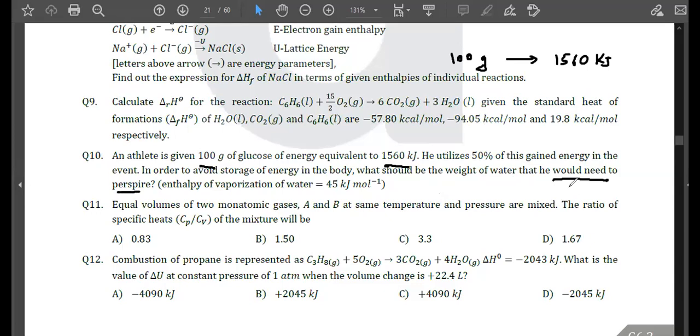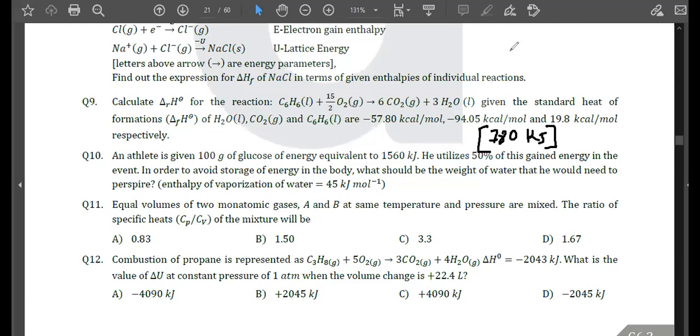Now, does this question seem difficult or easy? It's actually quite easy, very easy. Just think about this. Total energy, 1560. Now 50% of this gained energy. So what's 50% of 1560? 780 kilojoule. Yes or no? So this amount of energy he needs to perspire.